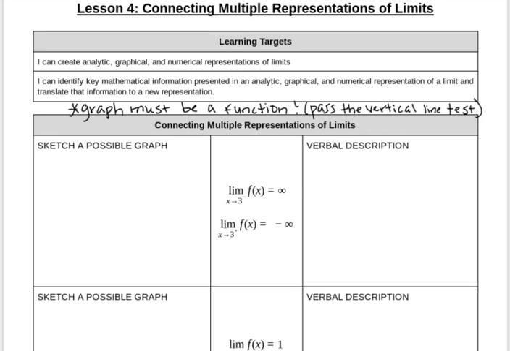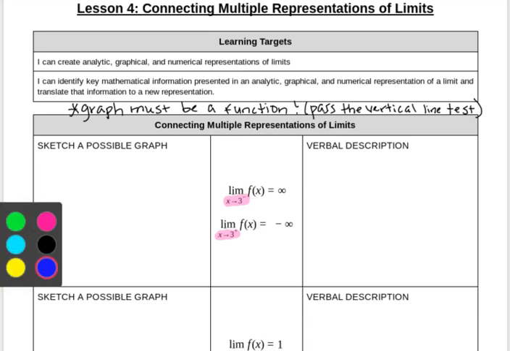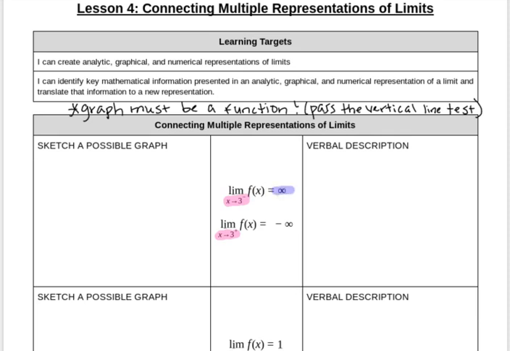So if we wanted to sketch a possible graph of what's going on here, the first thing we really need to pay attention to is what's the x value that we care about. In this case, we're looking at the limit as x approaches 3 from the left and from the right. So the important x value we're paying attention to is 3. Then we want to think about what's the y value that we're trying to pay attention to.